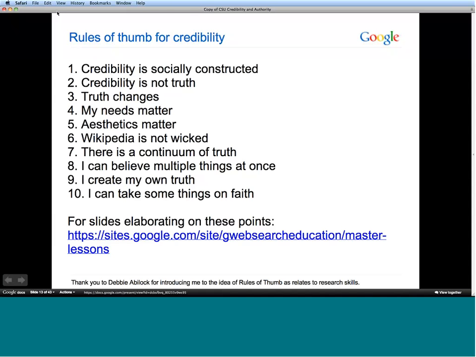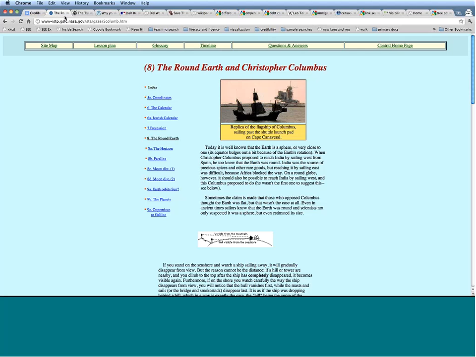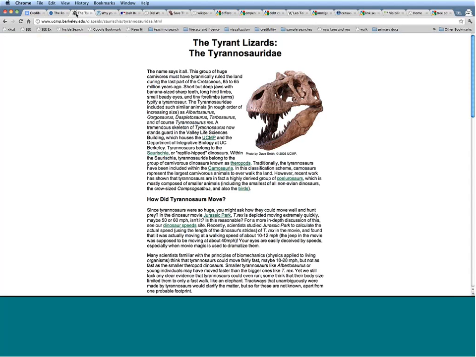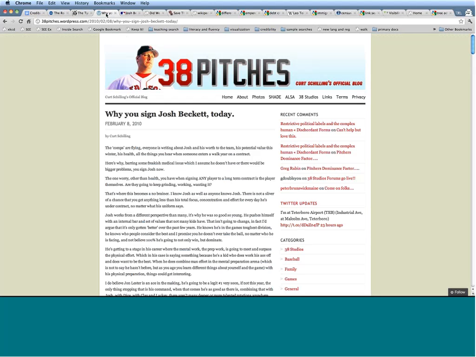My needs matter. For example, let's say, this is another example of truth changing. Another thing that I was taught when I was growing up was that Tyrannosaurus rex was a huge predator, and now that's a source of great debate. When you look too at your needs, your needs change what's credible.